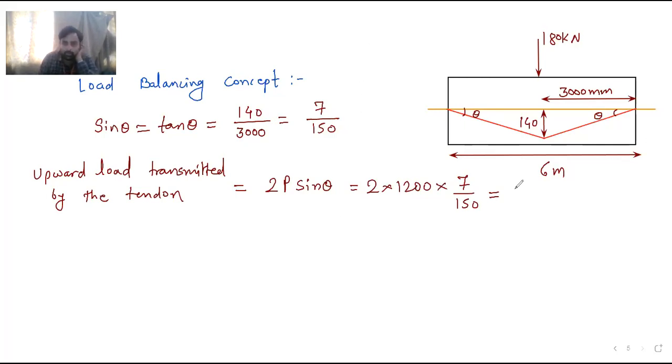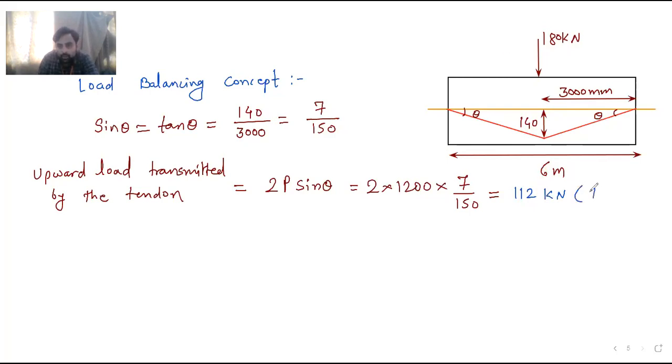Okay, so it is 112 kilonewton. So this is your upward load. In this bent tendon, a load of 2p sin theta comes. We solved it earlier; after resolving, the upward load is 2p sin theta. That value is 112. So here 180 kilonewton is downward load and upward load is 112.